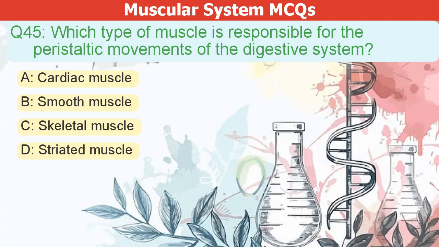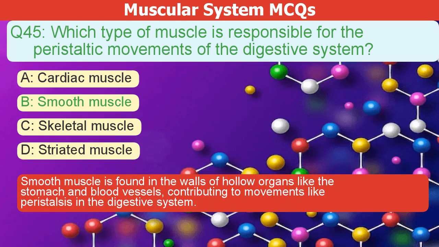Which type of muscle is responsible for the peristaltic movements of the digestive system? A. Cardiac muscle. B. Smooth muscle. C. Skeletal muscle. D. Striated muscle. The correct answer is B. Smooth muscle is found in the walls of hollow organs like the stomach and blood vessels, contributing to movements like peristalsis in the digestive system.